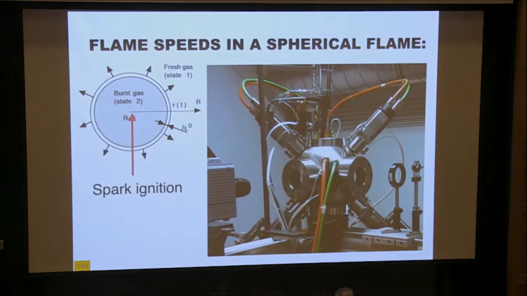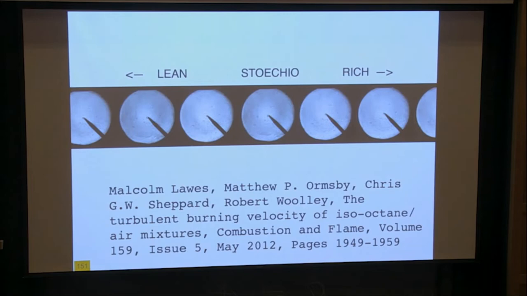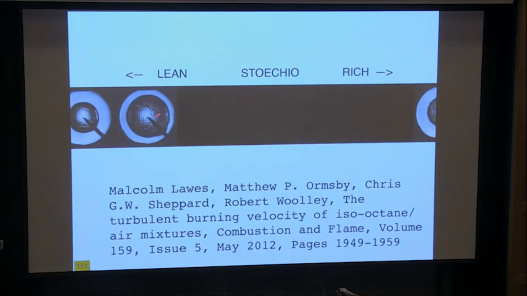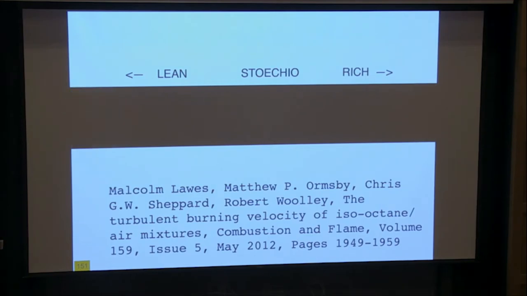The other way to measure flame speed is the spherical flame. So you take a sphere here, you ignite with a spark, and you look at the growth of the flame front. Now, this is an example of different experiments going from lean to stoichiometric to rich flames here, and you see that you have a small sphere of burnt gases growing, and you can measure dR/dt, and from that, you can back out S_c. Remember, dR/dt is rho_1 over rho_2 multiplied by S_c, at least to first order.